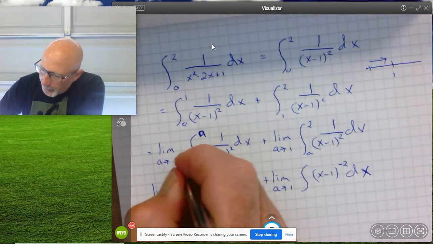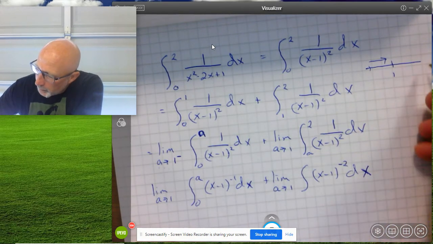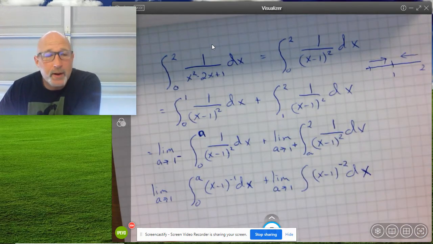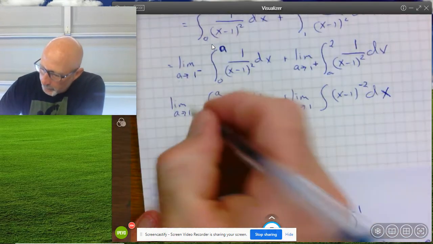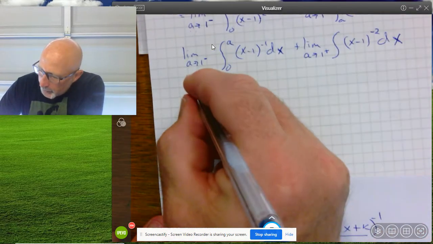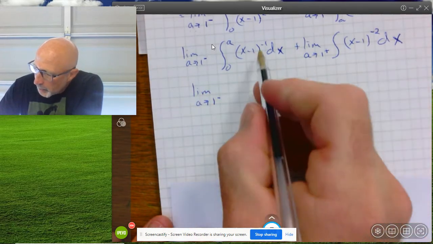So this is a left-handed limit. And on here, I'm approaching 1, but I'm approaching 1 from the right-hand side, so that's a right-handed limit. And it could make all the difference in the world. So this is negative, and this is going to be positive. So this is going to be the limit as a goes to 1 from the negative direction.